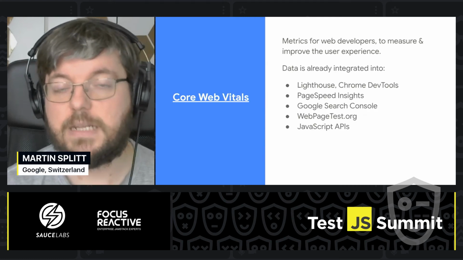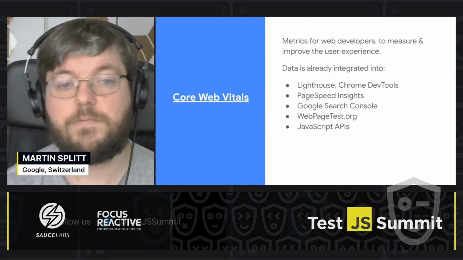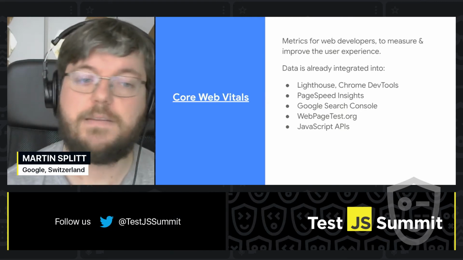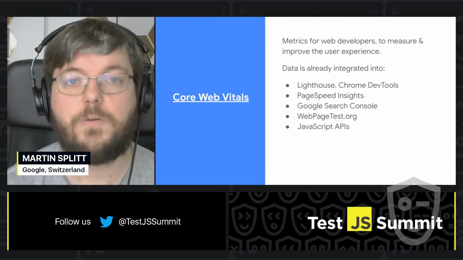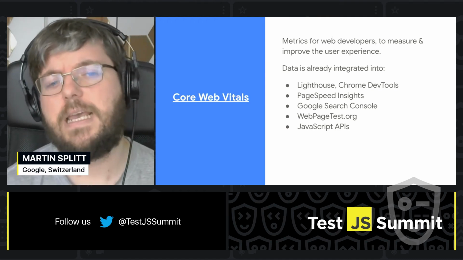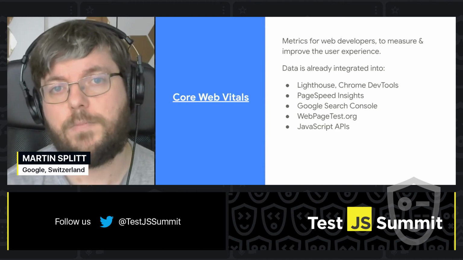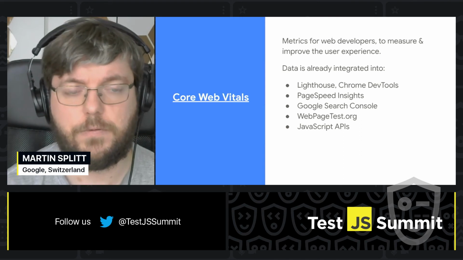The data is already in pretty much all the tools that we provide at Google. So it's in Lighthouse, which is in the Chrome DevTools. It's in PageSpeed Insights. It's in the Google Search Console Web Vitals report. There's web page tests as well. And there's also the JavaScript APIs in Chrome that you can use to measure these things in the real user setting.